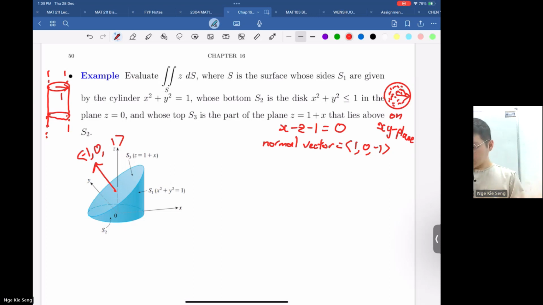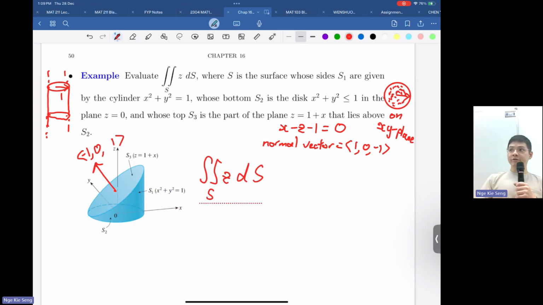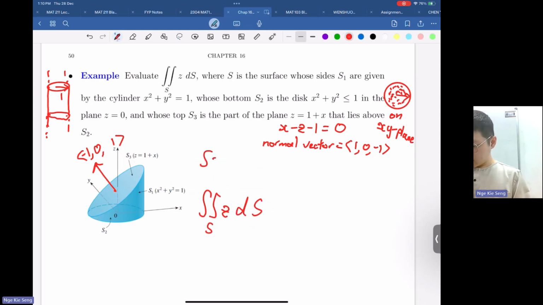So how do we do a surface integral on this kind of surface? You have 3 surfaces here. The 3 surfaces intersect at a finite number of curves, so you can use the additivity of the integral. You can split the surface into 3 parts. So let's write our surface to be S1 union S2 union S3.